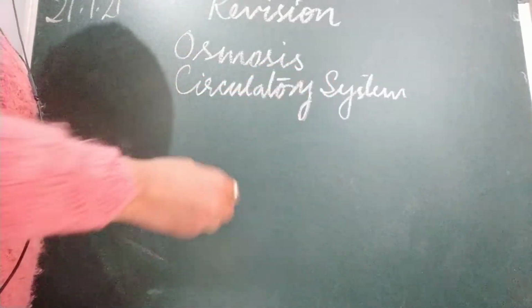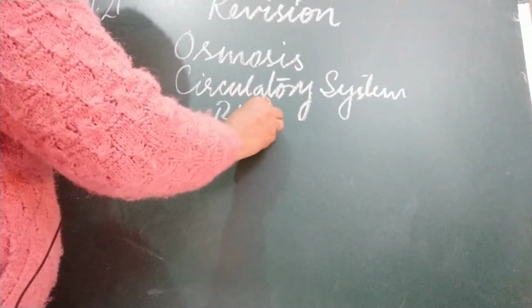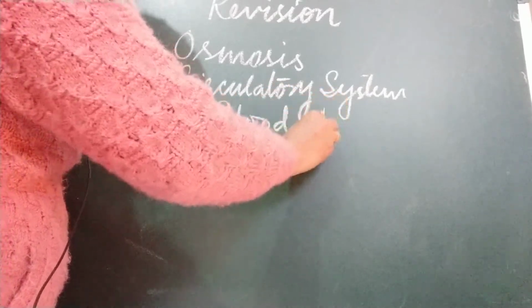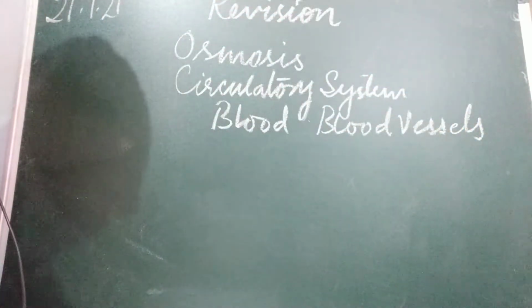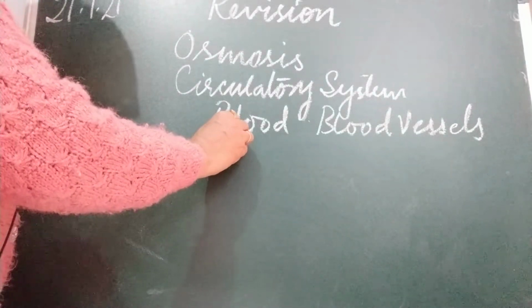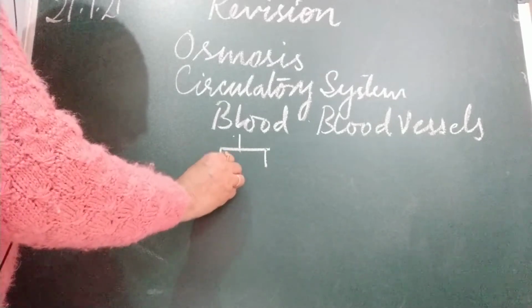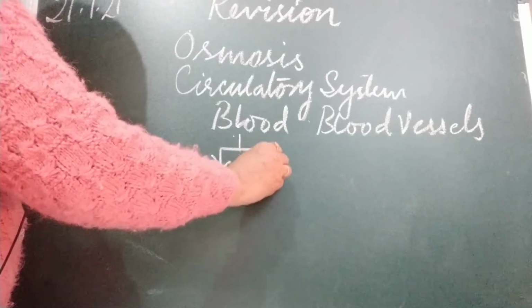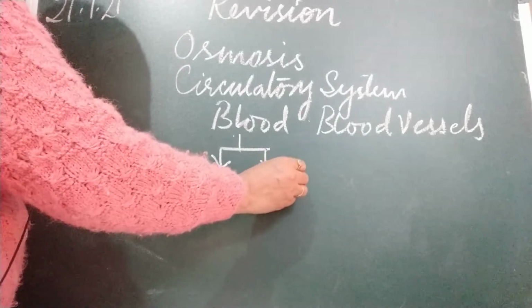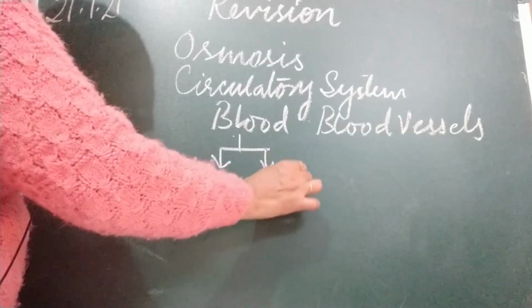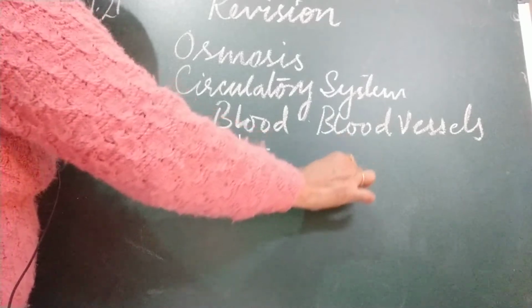Circulatory system consists of blood, blood vessels, and the heart. In blood, children, we have divided the blood in two parts. First is plasma, the liquid part, and second, the solid part, that are blood cells. Blood contains two things.